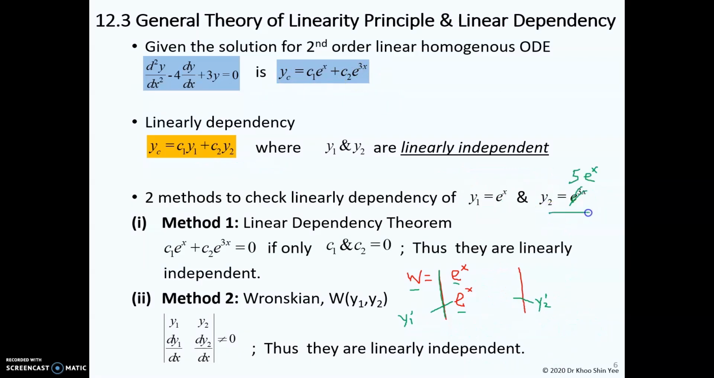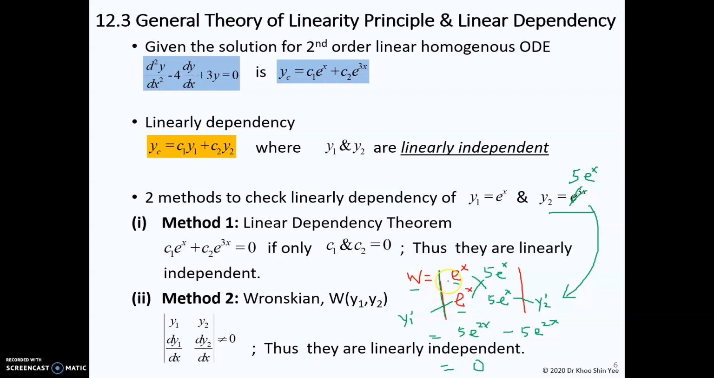What if y2 is changed to 5e^x here? So in this case, you substitute into the Wronskian formula. You differentiate y2 to obtain y2 prime. So you should obtain the same 5e^x here. So perform the determinant. Multiply between these two, you should obtain 5e^2x, minus the multiplication between these two elements. Then you obtain 5e^2x also. So after you compute the subtraction, you should obtain 0.